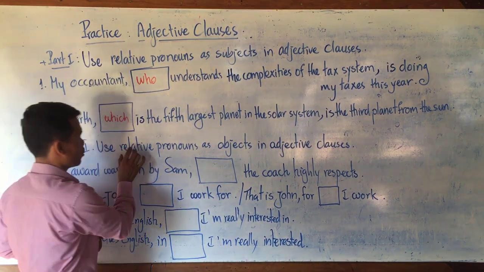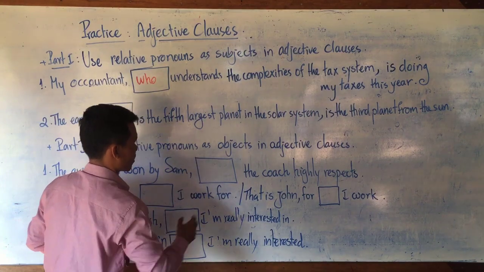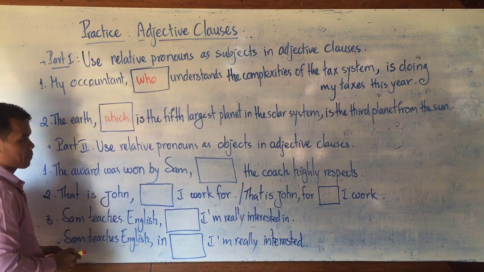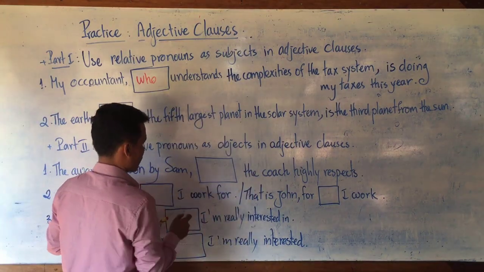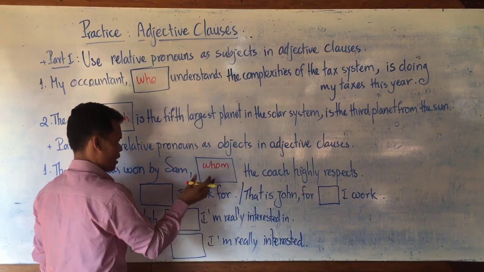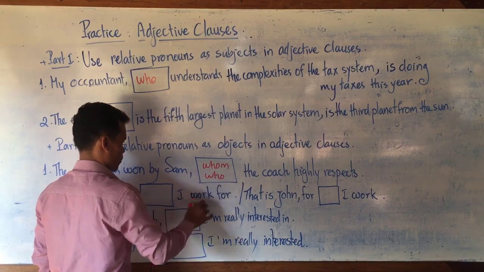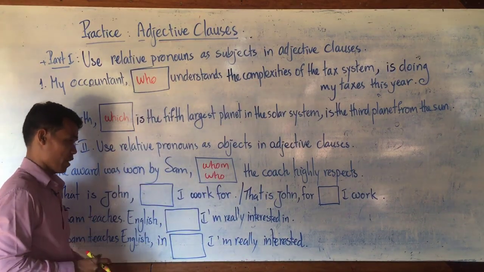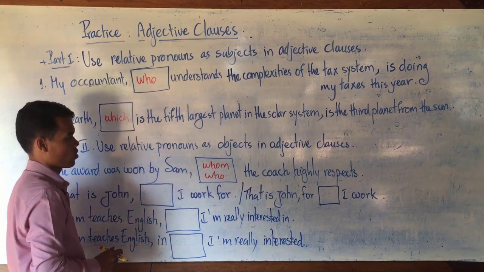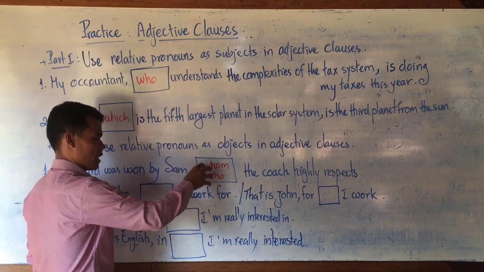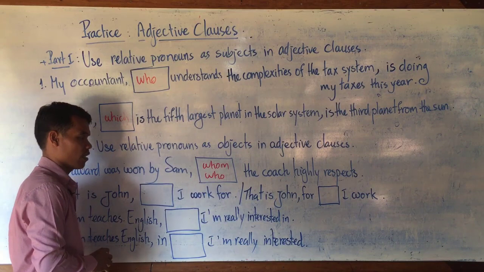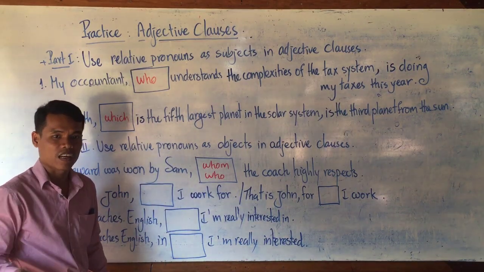Number 2, use relative pronouns as object in adjective clauses, again in non-defining relative clauses. The award was won by Sam, and then, what is it? After the comma is an adjective clause. We can use whom. Can I use who? Well, why not? But who is not more formal than whom. Actually, in this one, whom is more formal. Can that be used with a preposition? No. Can I omit the relative pronoun in this? No too, because in non-defining relative clauses, any relative pronoun is not deleted.